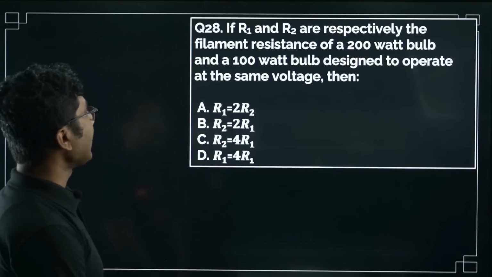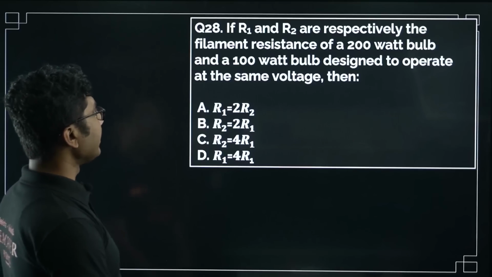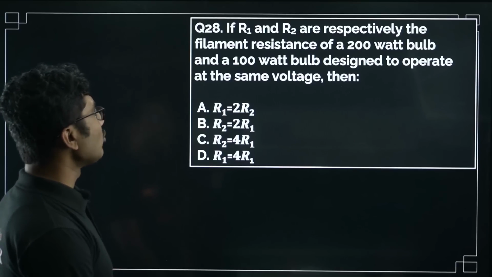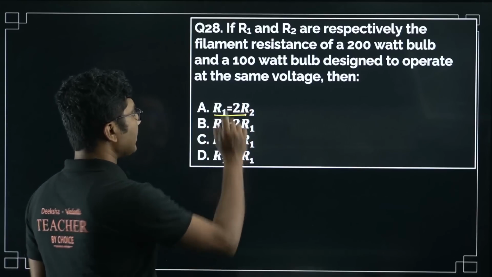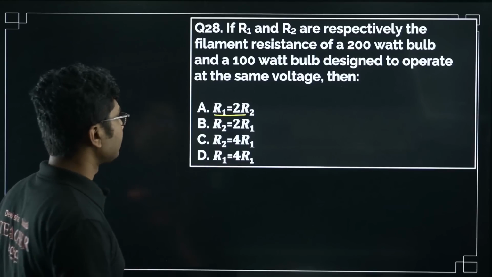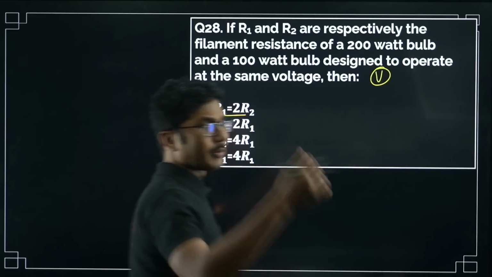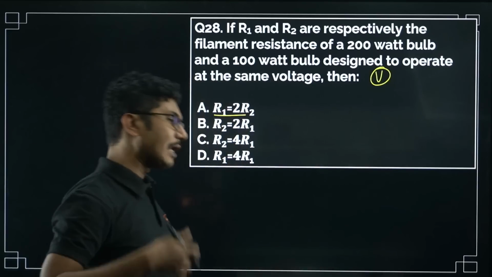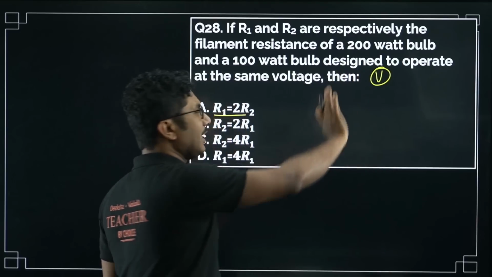Now, if R1 and R2 are respectively the filament resistance of a 200 watt bulb and a 100 watt bulb designated to operate at the same voltage, then you have to find the relationship between R1 and R2. Suppose the common designated voltage is V. It can be 220 volt, it can be 200 volt. That voltage is say V.